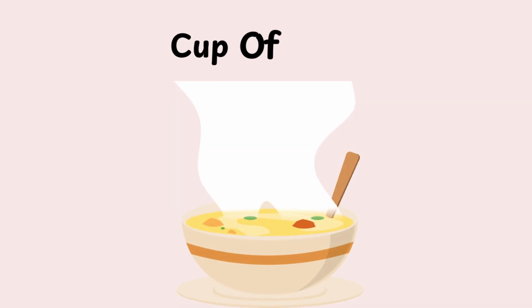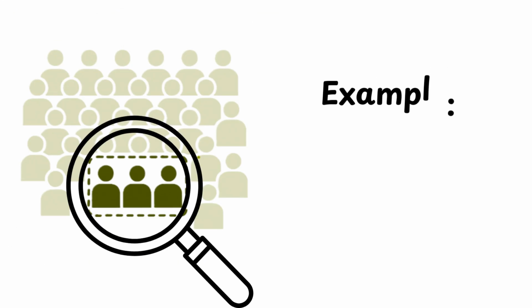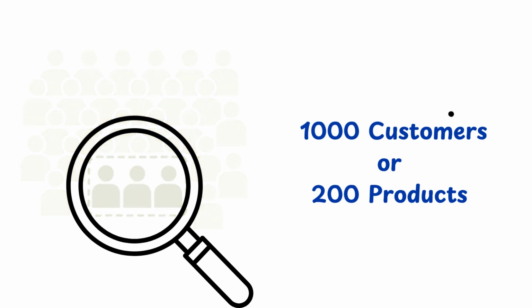Think of a cup of soup. You don't drink the entire pot to check the flavor. You just take a spoonful. If it's seasoned right, chances are the whole soup is fine. That spoonful is your sample. In data terms, if your population is a million customers, you may study a thousand of them. If your population is 10,000 products, you might test 200 of them.